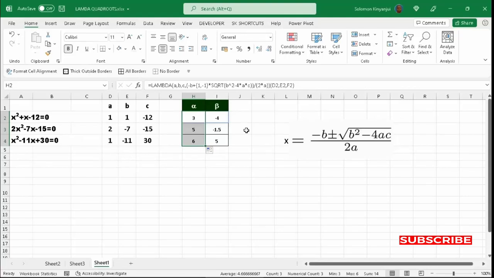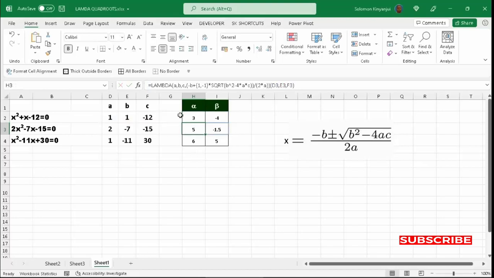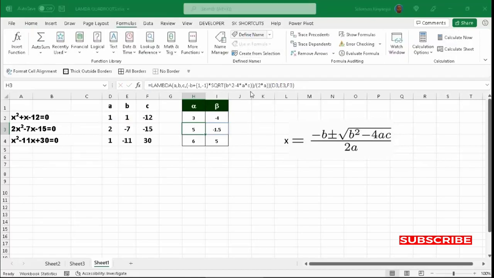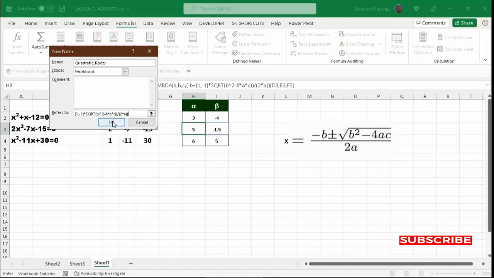To get a simpler formula, we copy the formula starting from here. Copy that, then go to the Formulas tab and select Define Name. Here we can put the name of our formula, that is QuadraticRoots. Then we paste the formula here and click OK.